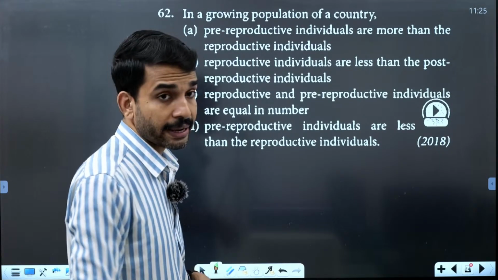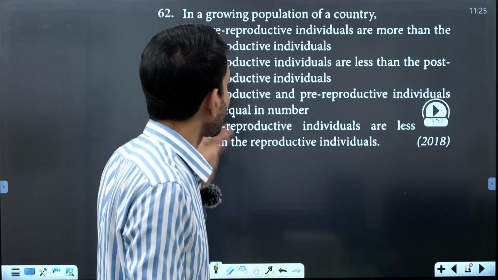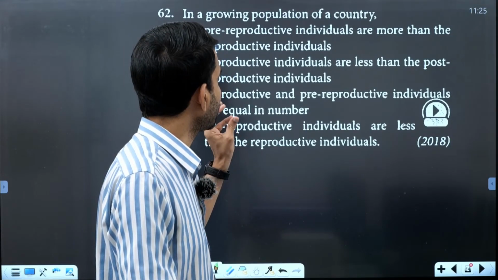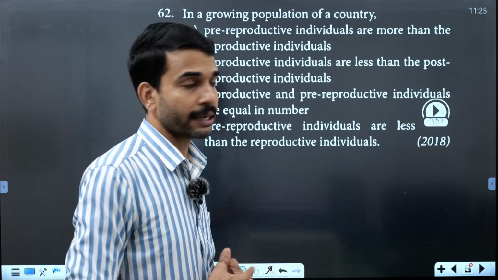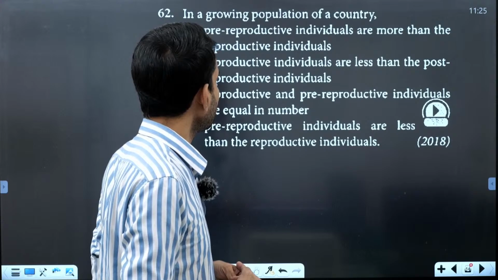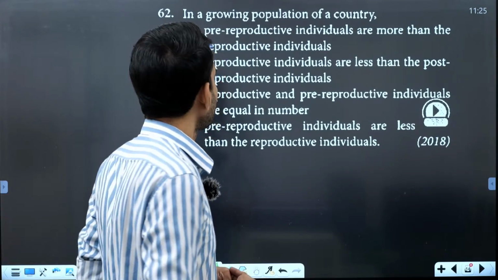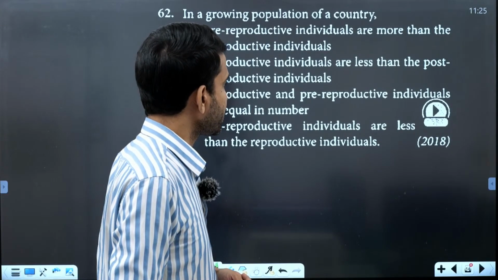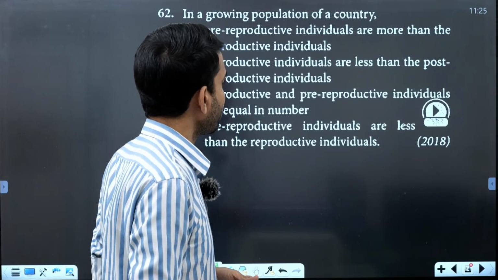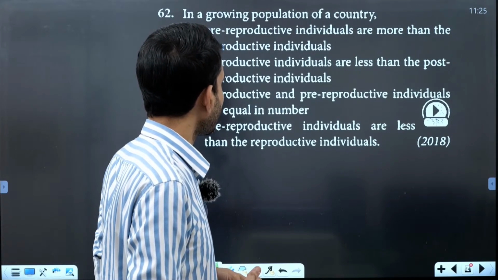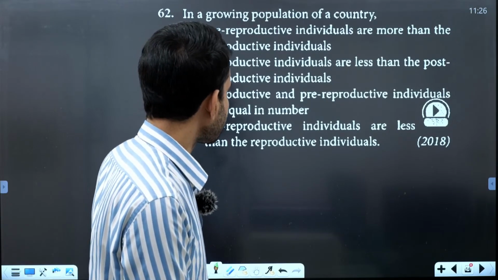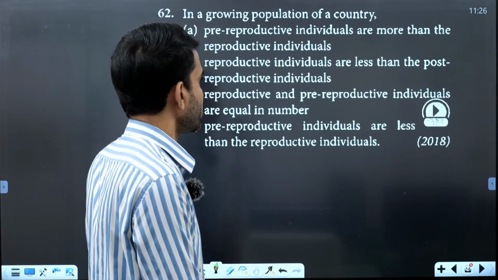Okay, question is very clear, I believe. We have a growing population. So each pyramids you remember. In that, what does that growing population indicate? So here, pre-reproductive individuals are more than the reproductive individuals. Reproductive individuals are less than the post-reproductive individuals. C, reproductive and pre-reproductive individuals are equal in number. Pre-reproductive individuals are less than the reproductive individuals.